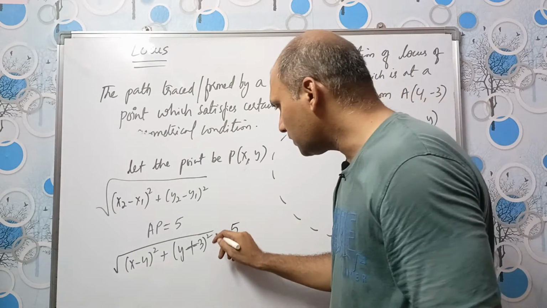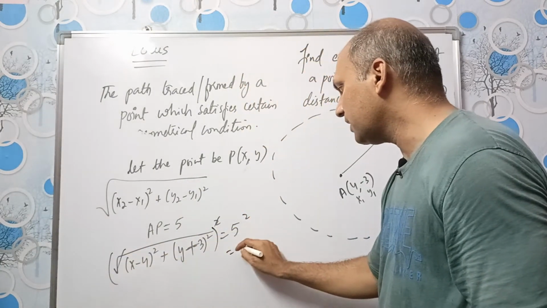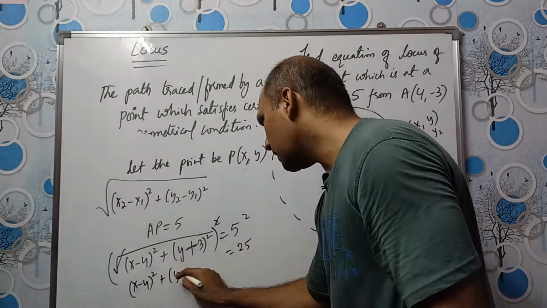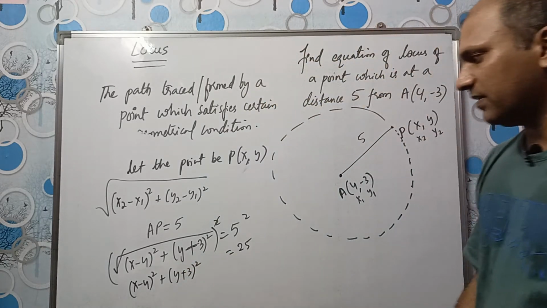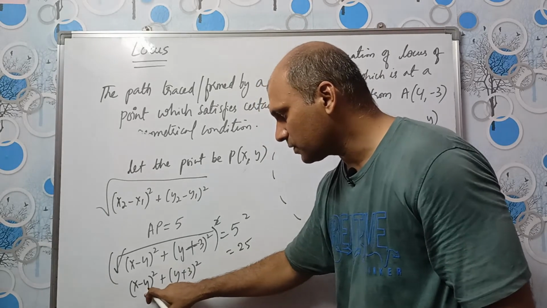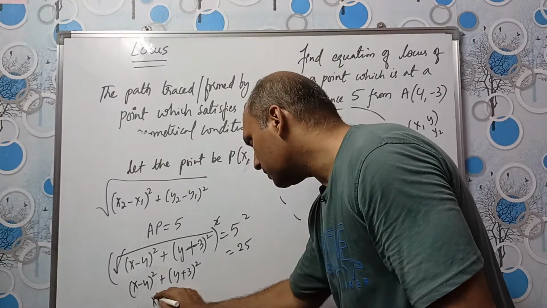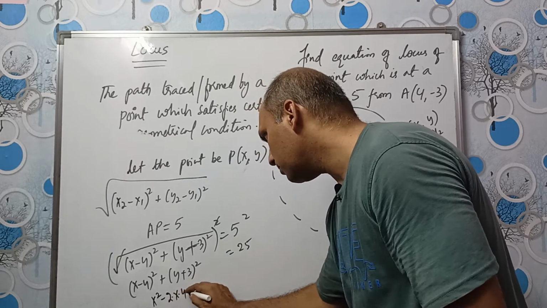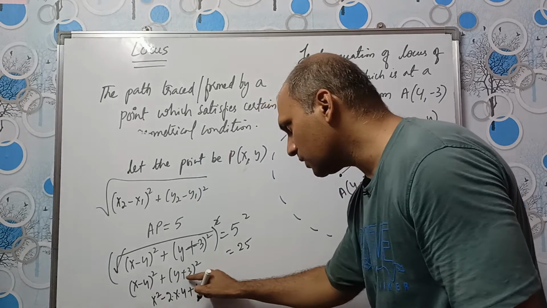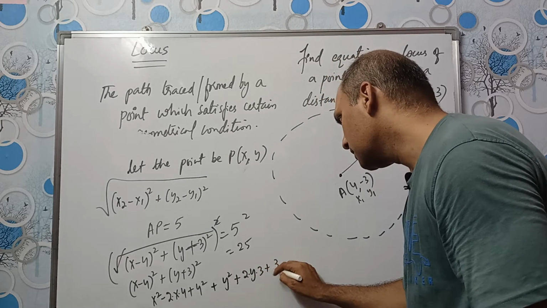Now if you square on both sides, what will happen? This square and this root will get cancelled. This will become 25, right? 5 square is 25, and this one will be x minus 4 whole square plus y plus 3 whole square is equal to 25. Let us expand this using the a minus b whole square formula, a square minus 2ab plus b square. So x square minus 2 into x into 4 plus 4 square, plus this one, the a plus b whole square formula, a square plus 2ab plus b square, is equal to 25.